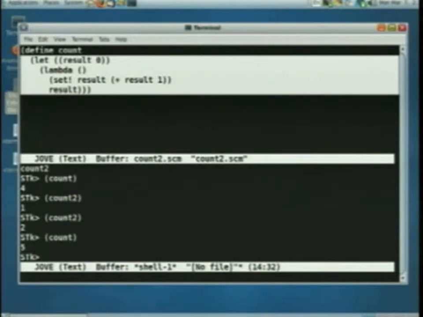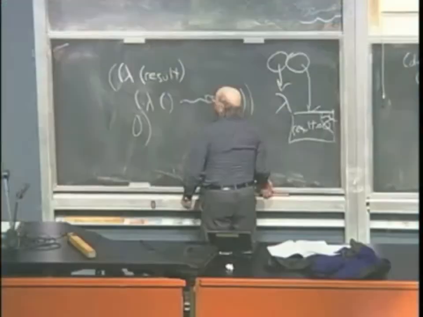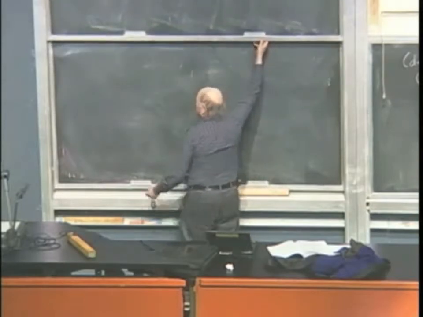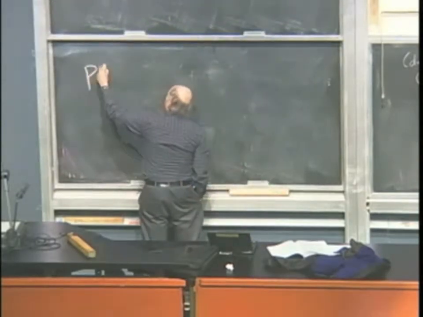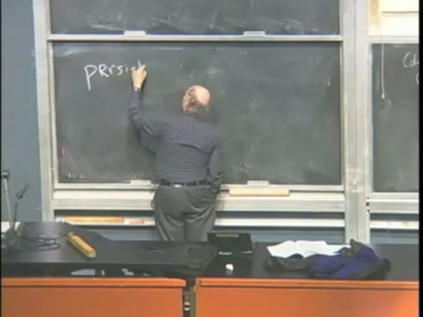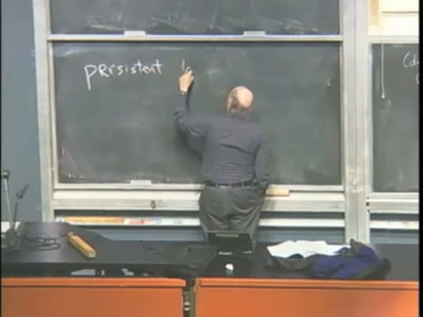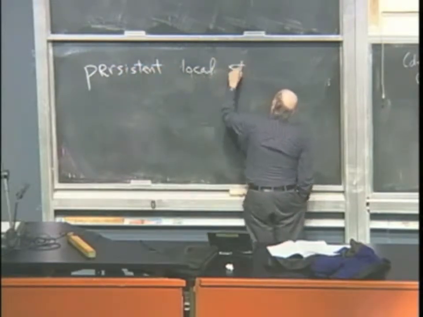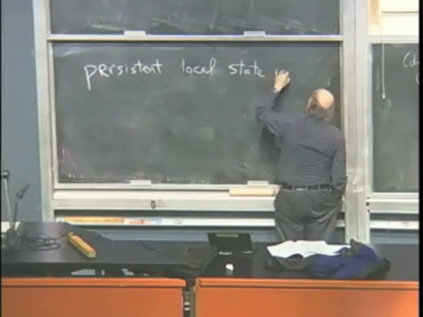Okay? If you're feeling iffy about this, it's not surprising. Stick with us. The thing we're doing right now is about what it is that we're trying to achieve. Namely, how can we get persistent local state variables? All right. Let me actually write that down. Persistent local state variables.